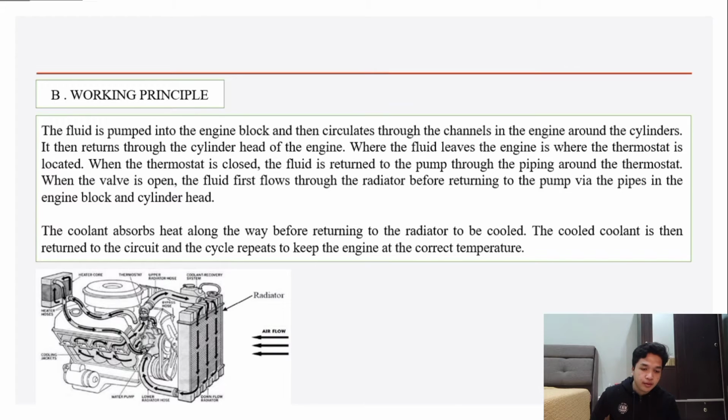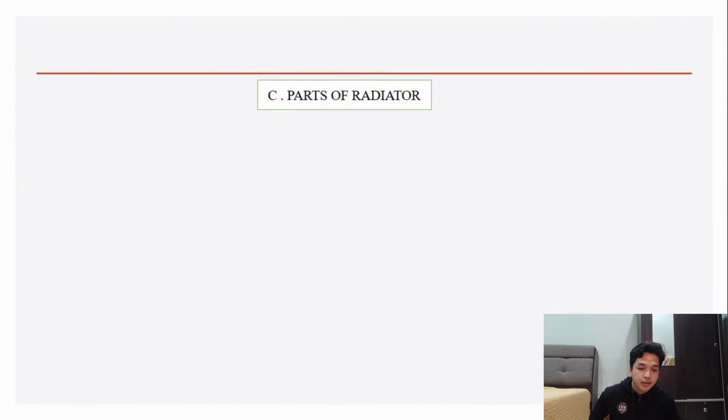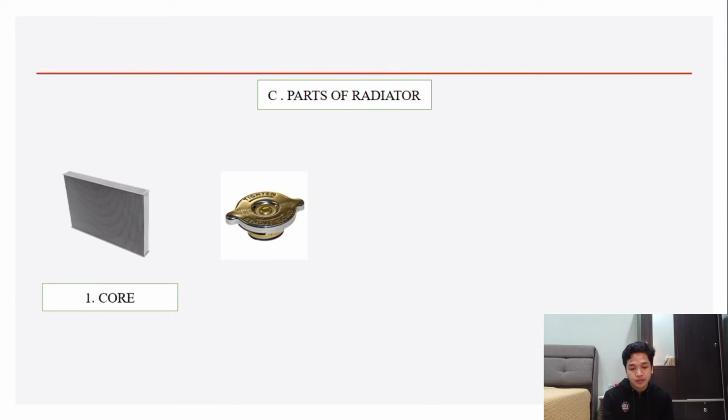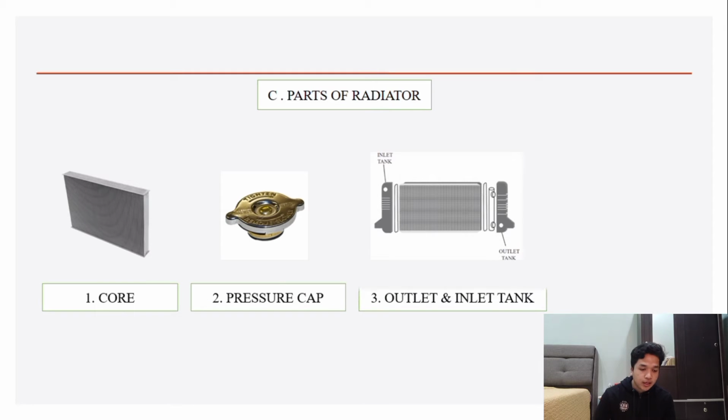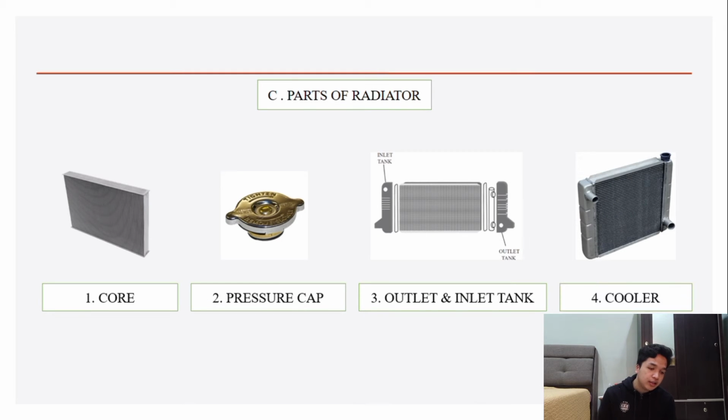And then the main parts of the radiator. First we have the core, second pressure cap, third outlet and inlet tank, and then cooler.